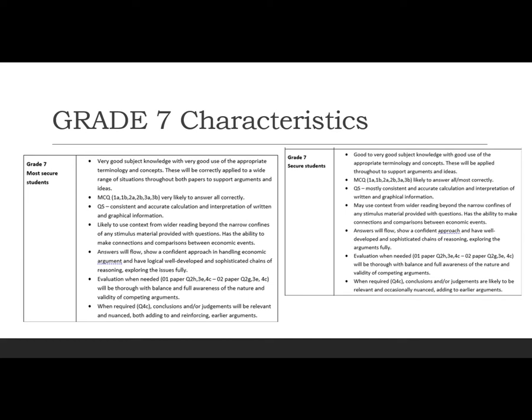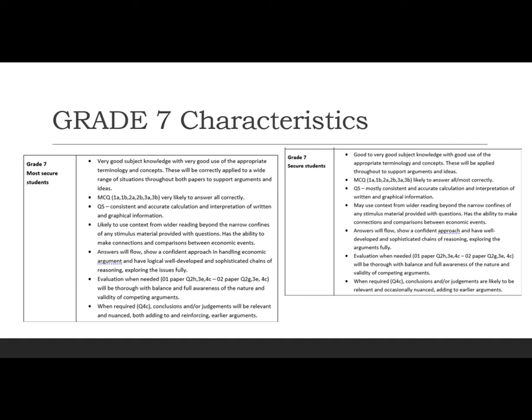A grade 7 secure, which is basically in the middle between getting a grade 7 or grade 8, is probably roughly the same, where for multiple choice, you're likely to answer all of them mostly correct, maybe an odd 1 or 2 wrong. Again, your answers will flow. You've made evaluation when needed. So I just want you to focus on the evaluation point, which is the second last bullet point. For both grade 7 most secure and grade 7 secure, your evaluation is thorough, it's balanced, you've got full awareness, okay, you understand how to evaluate when necessary.